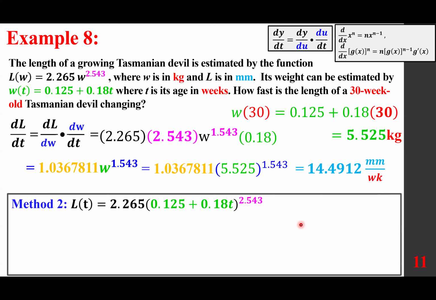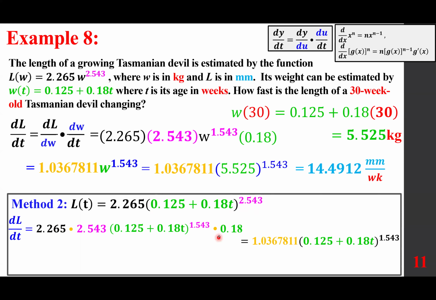And now we can differentiate this using the extended power rule. L prime, or dL/dt, is this number times the same thing, times the exponent 2.543, then times the parentheses, the same thing to the power of subtract 1. So same thing to the power of 1.543. By the chain rule now, the derivative of the inside is just 0.18. And if I multiply those three numbers, I get this one.